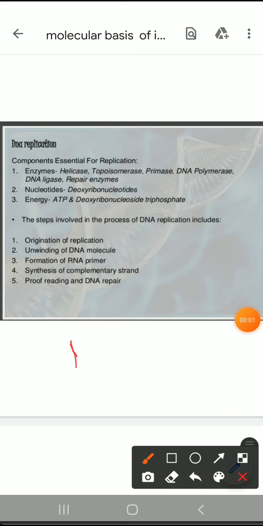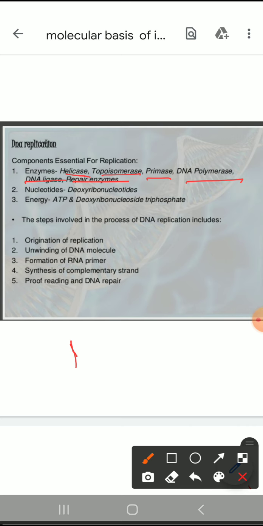Good morning, student. Now let's see today our next topic, that is DNA replication. This process of replication requires a set of catalyzing enzymes. What are these enzymes? First is the helicase, topoisomerase, primase, DNA polymerase, DNA ligase, and repair enzymes. These are the enzymes that are required for DNA replication.